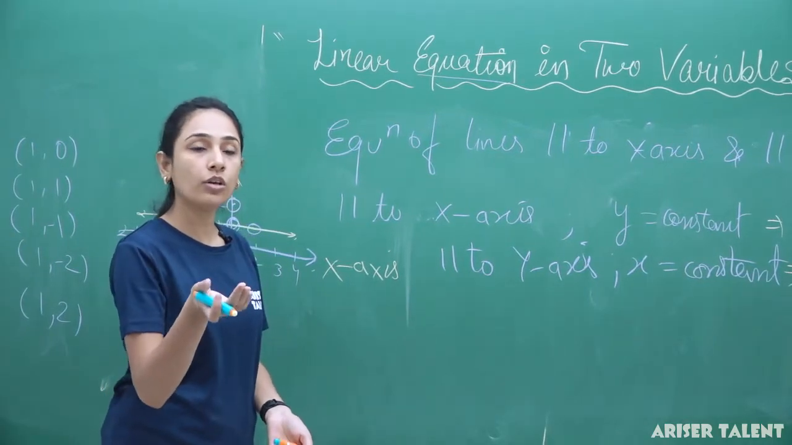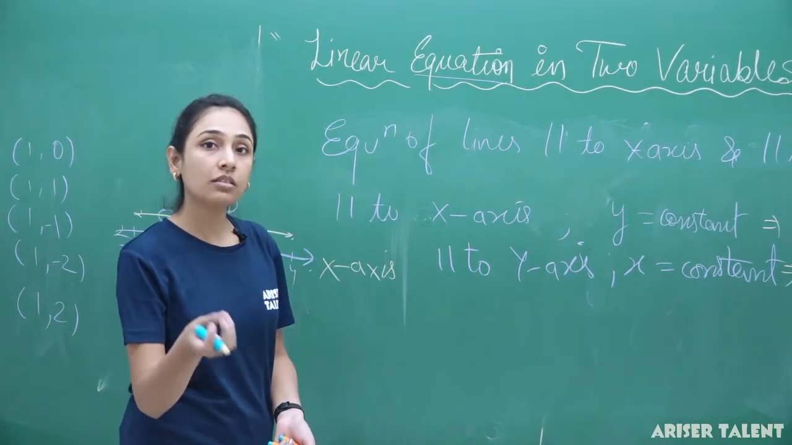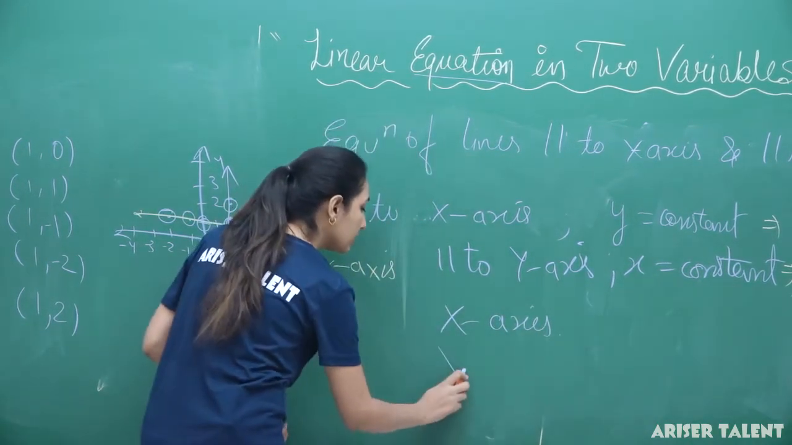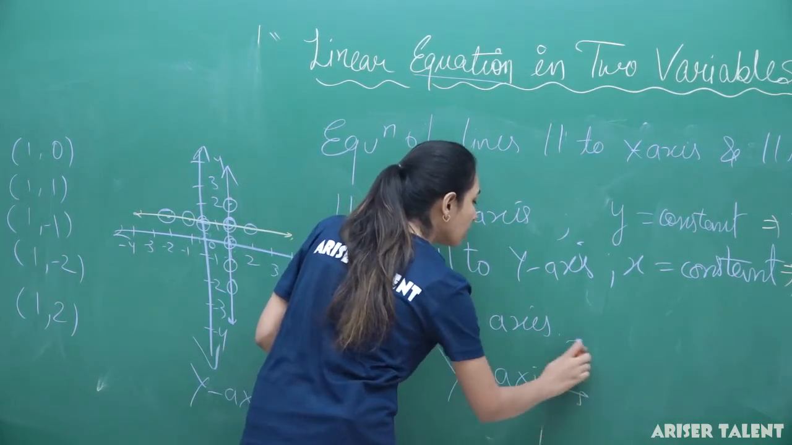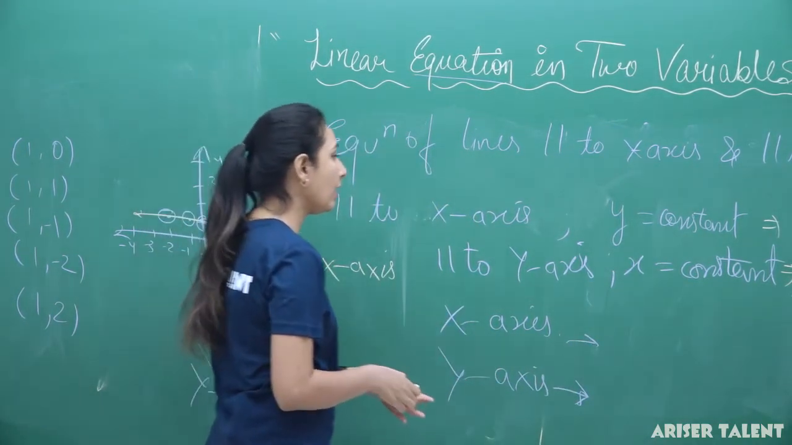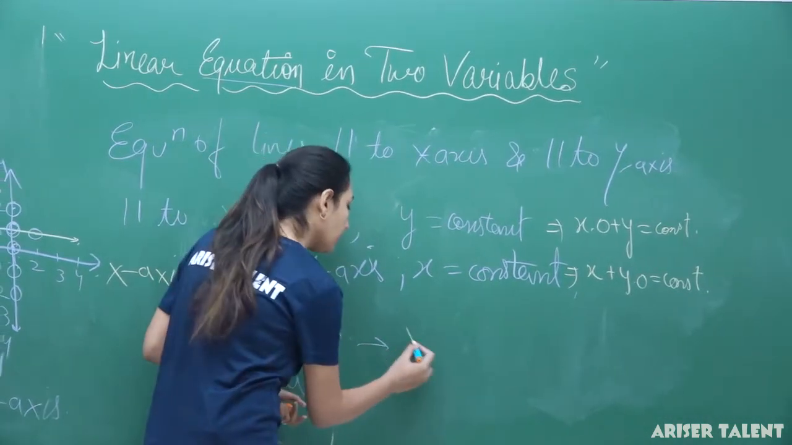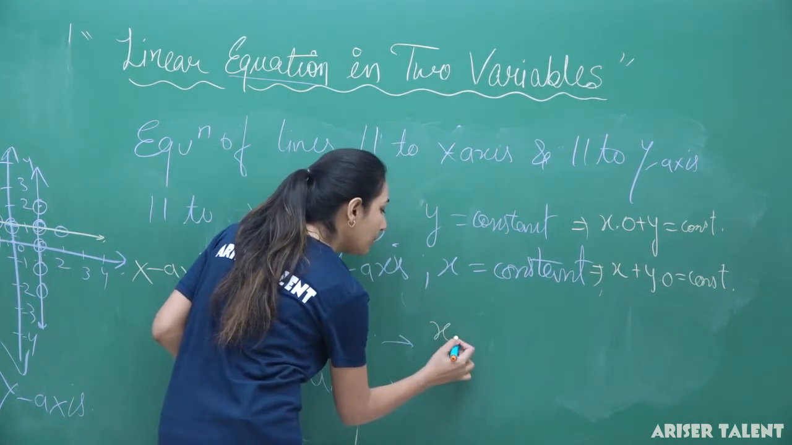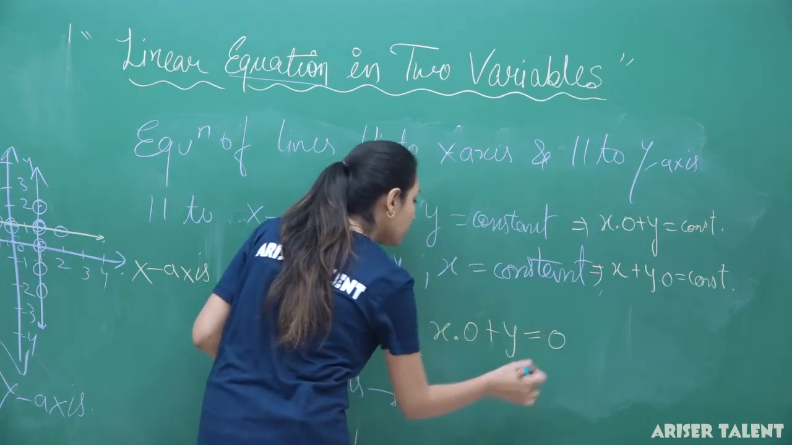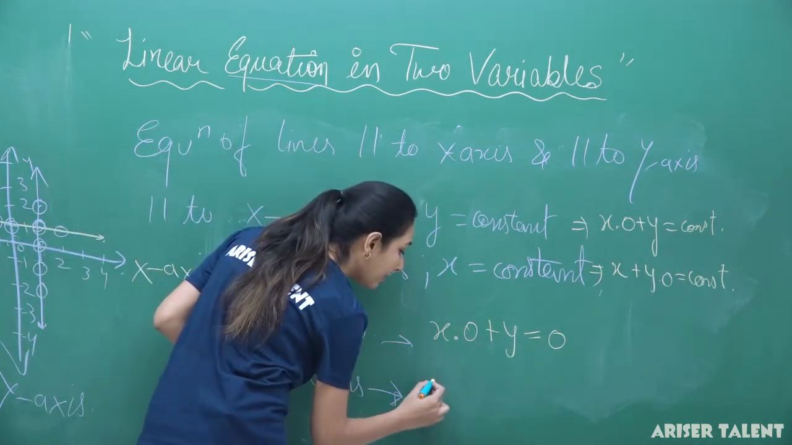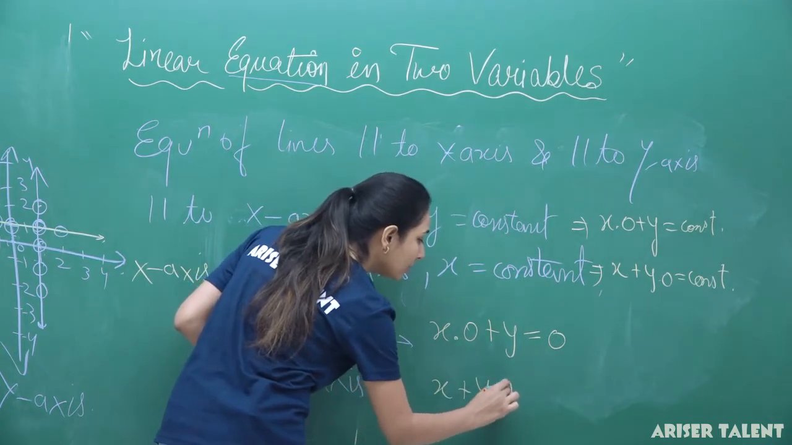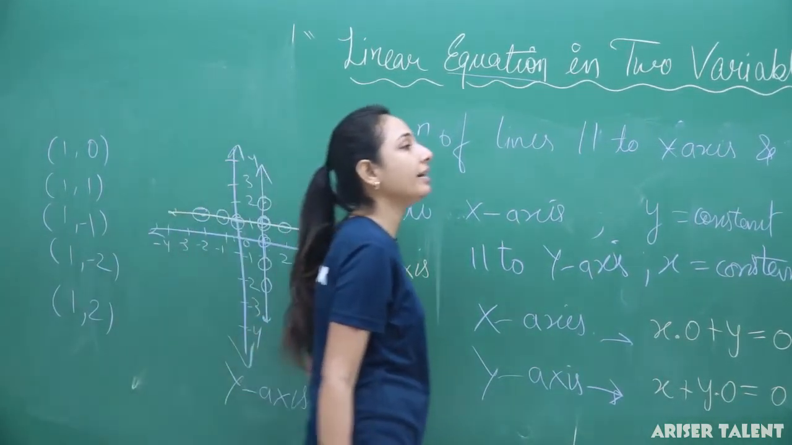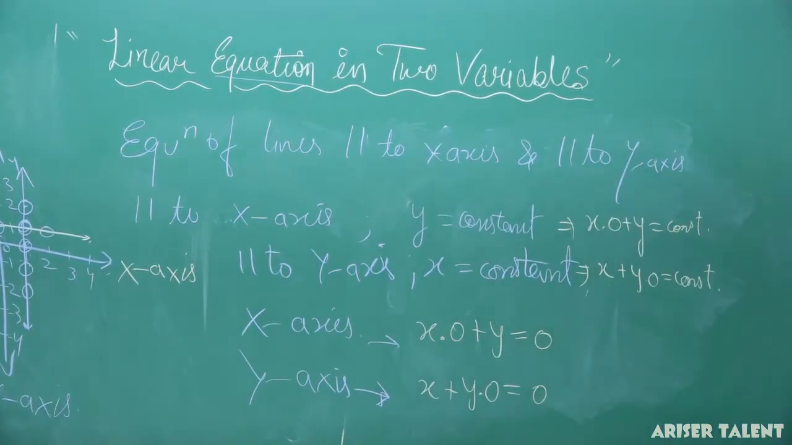Now what about the lines x-axis and y-axis themselves? For the x-axis we have y equals 0, or I can say x multiplied by 0 plus y equals 0. Similarly, for the y-axis I can write x plus y multiplied by 0 equals 0. So these are the equations for the x-axis and y-axis. Okay, understood?